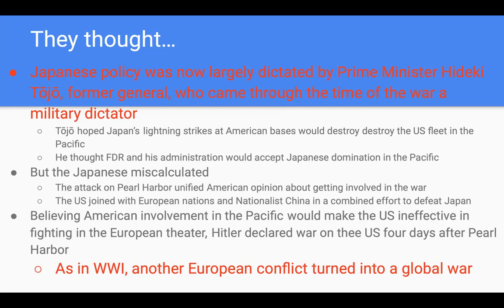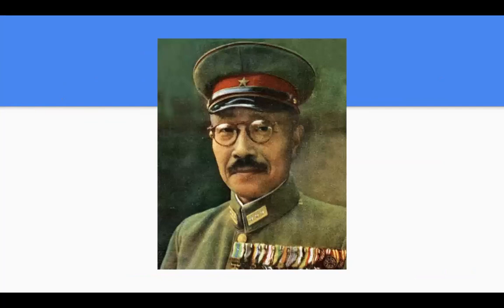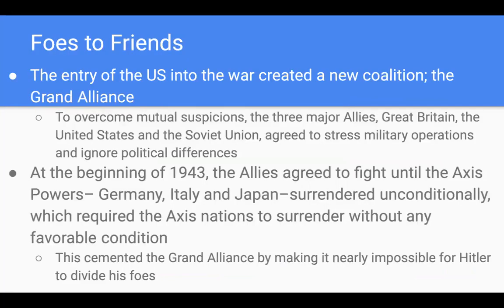Believing American involvement in the Pacific would make the U.S. ineffective in fighting in the European theater, Hitler declared war on the U.S. 4 days after Pearl Harbor, as in World War I. Yet another European conflict turned into global warfare. That's Hideki Tojo. You've seen his picture.